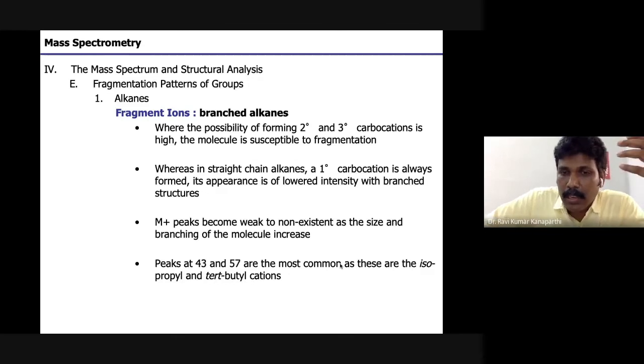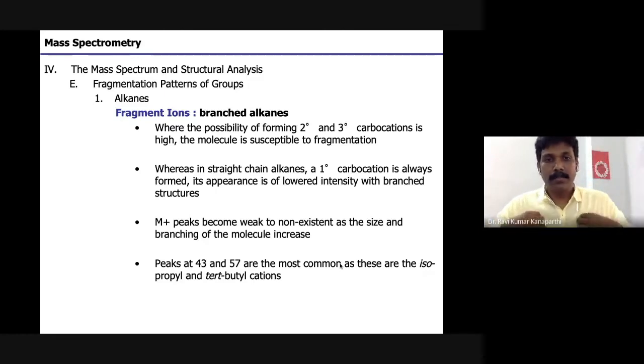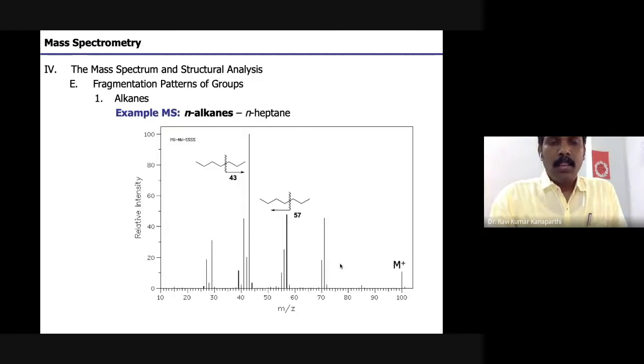So when you have branching, and if the branching keeps on increasing, it is likely that we may not see even the molecular ion. Okay, so there are many molecules of that kind. So this is just to give you a flavor: the mass spectrum of n-heptane is shown here, and its molecular weight is 100. From the 100, two types of fragmentations are possible.